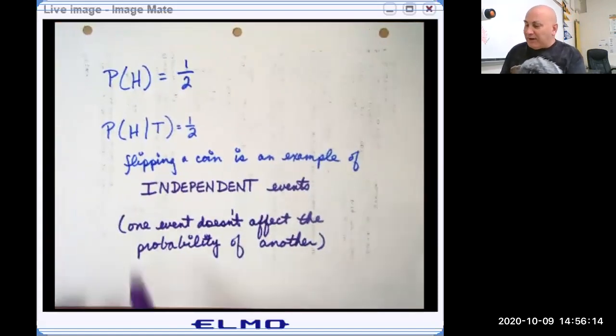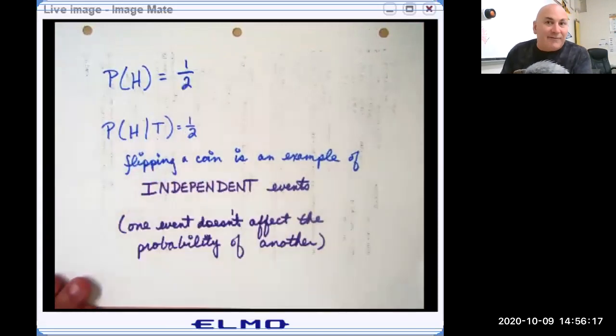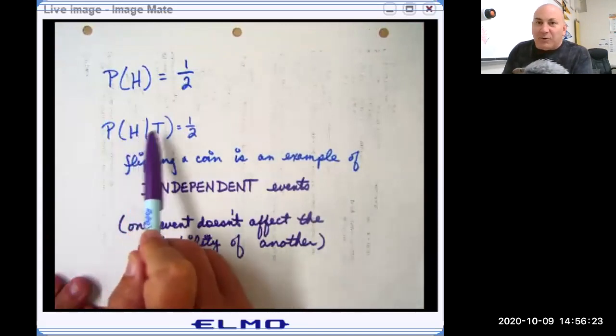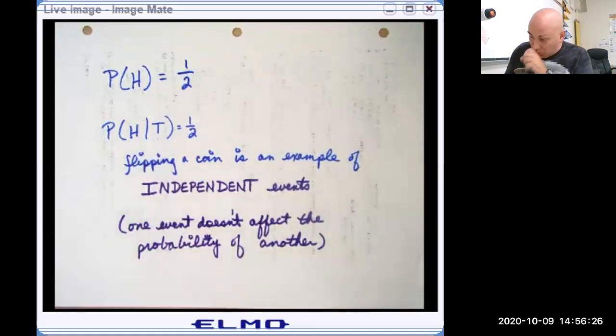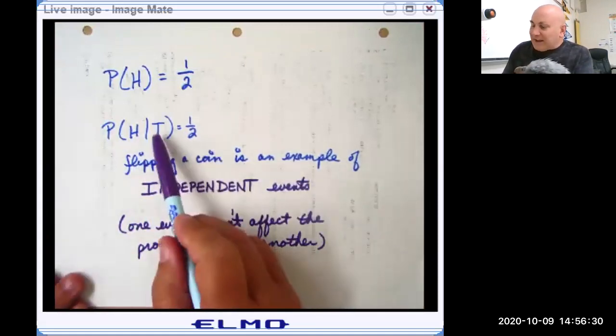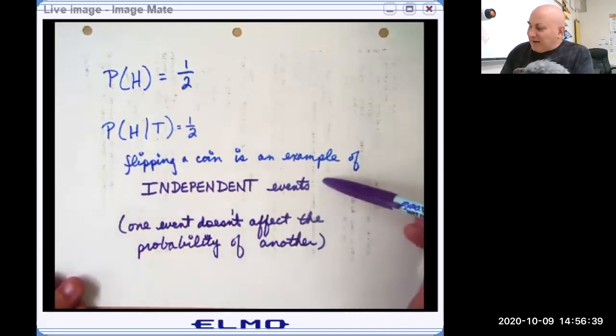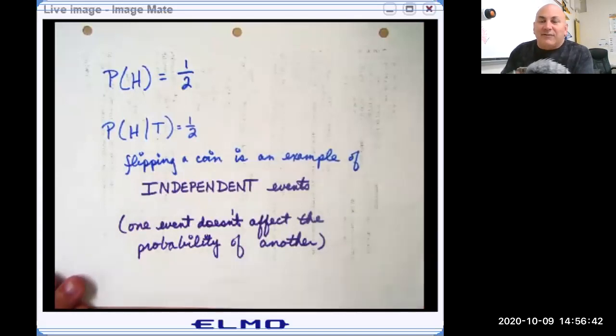So if we're flipping a coin, the probability of heads is 1/2 if we have a fair coin. What is the probability that we flip a heads given that we just flipped tails? Well, that's also 1/2. In other words, the fact that we already flipped tails has no bearing on what we're going to get this time. So flipping a coin is an example of independent events. I could flip 5 heads in a row. The probability is still 1/2 that I'm going to flip a 6th head, assuming the coin is fair. So independent events are events where the outcome of one event does not affect the outcome of another.